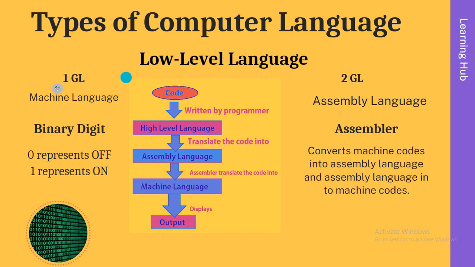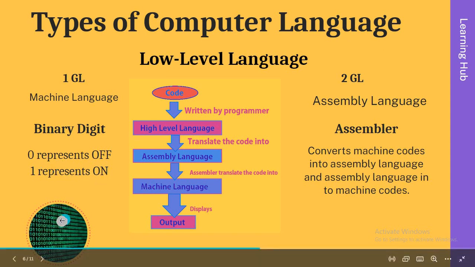Next, types of computer language. Again, low level language. 1GL is binary. Two types of binary digits are used, 0 and 1. 0 means off state, 1 means on state. Here is the image of binary language.